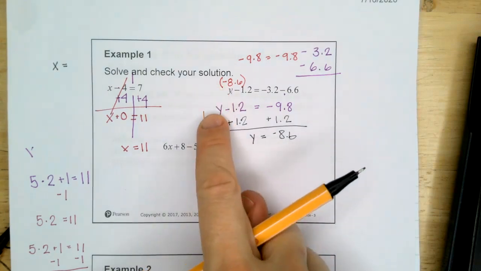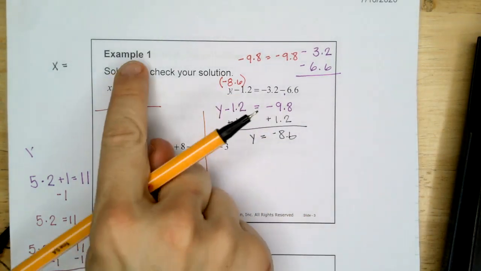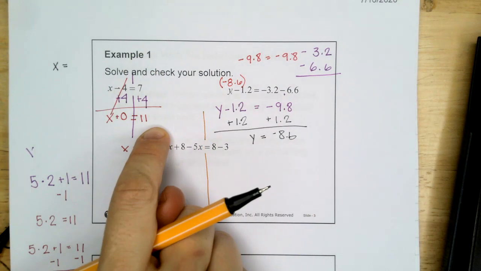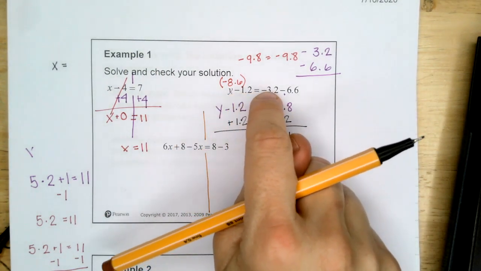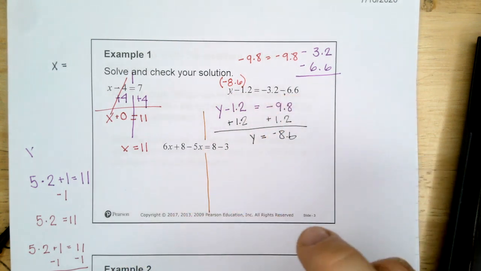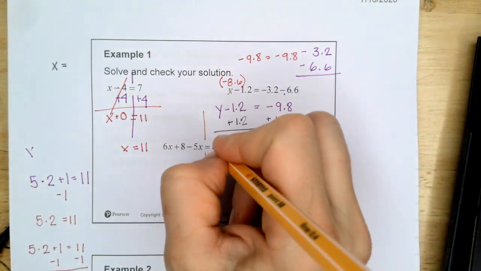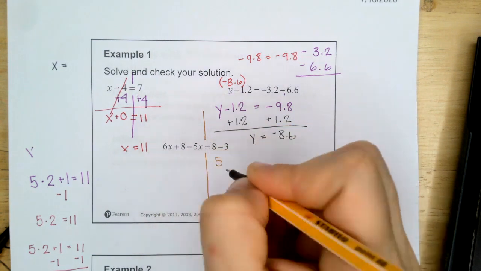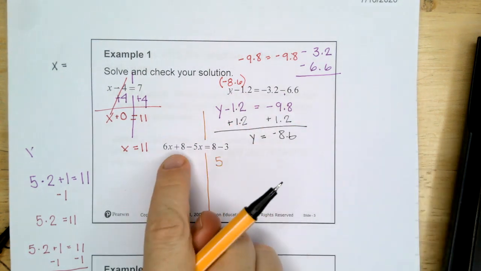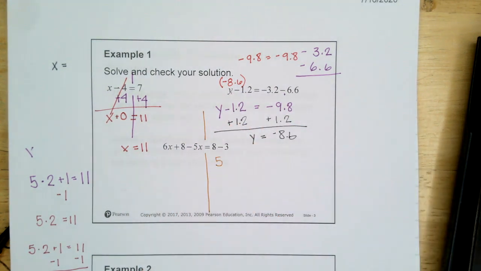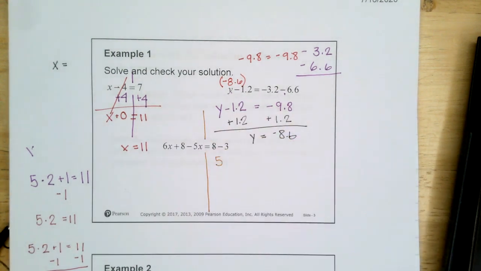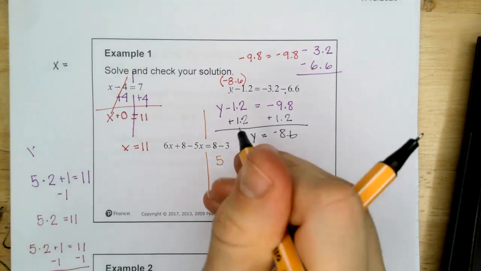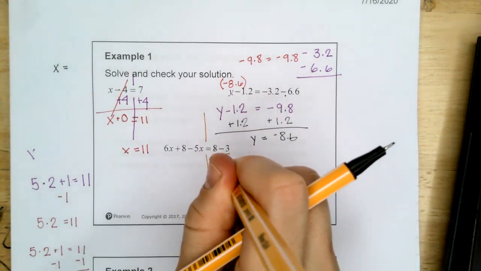It's important that you don't combine like terms across the equal sign. Just think of that as a brick wall, okay? That's why we have to do special things to either side of the wall. You cannot just say it's negative 1.2 minus 3.2 minus 6.6, okay? We can combine 8 minus 3 and get 5, that's okay. We can't combine 8 and negative 3, okay? Over here, so that 8 minus 3 becomes 5.